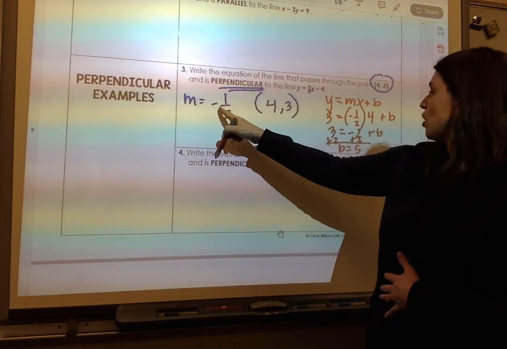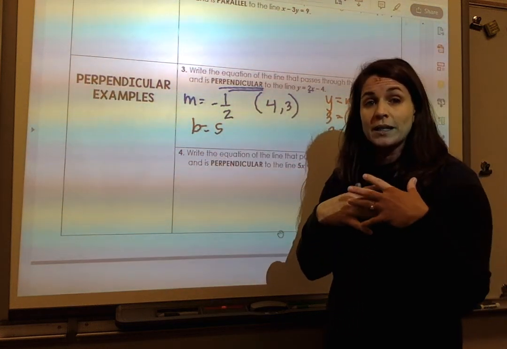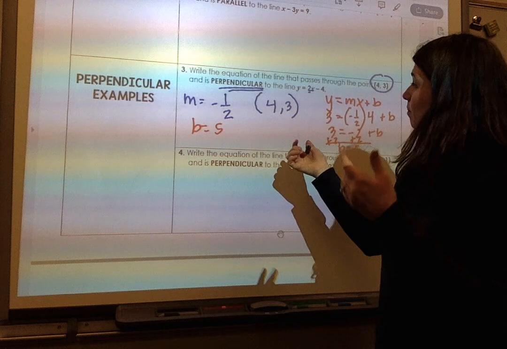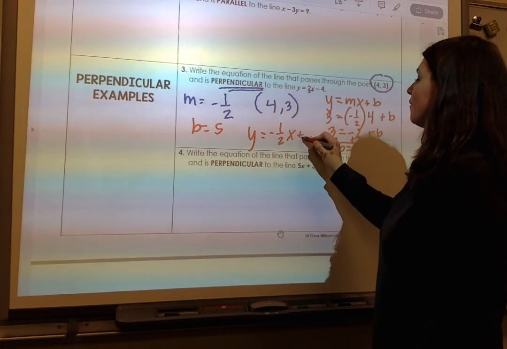So my new slope is going to be negative 1/2. My beginning point is 5. So for me to make my linear equation, I just plug it in. y equals negative 1/2 x plus 5.